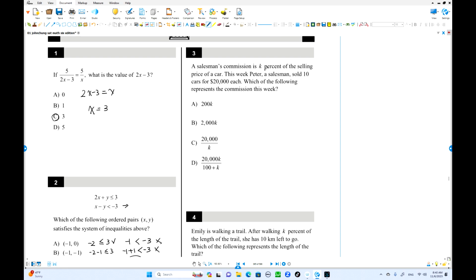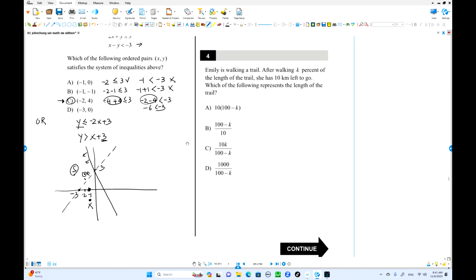All right, a salesman's commission is K% of the selling price of a car. The salesman takes K% of the sales. This week, Peter sold 10 cars, each costing $20,000, so $200,000 is the total sales. But he takes K% of this. K% means K over 100. That's the commission, 20 is out, so 2,000K is the answer. Choice B is the answer.